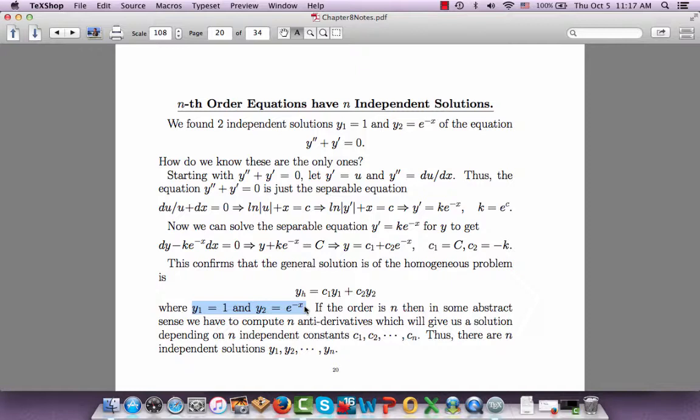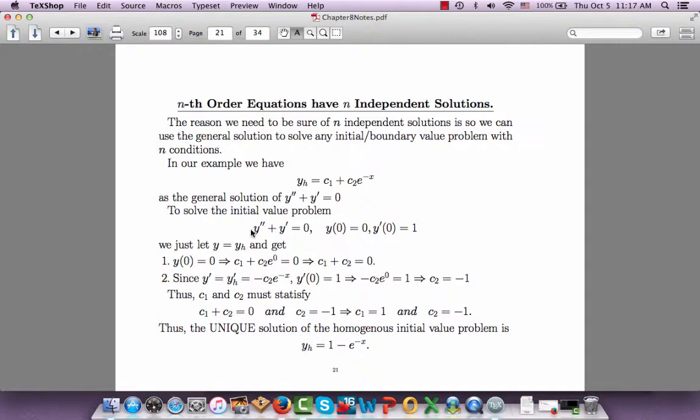However many derivatives we have, we in some sense have to antidifferentiate that many times. And every time we antidifferentiate, we have to pick up a new arbitrary constant. So that's why an nth order equation will have n independent solutions, so that your general solution will actually have n arbitrary constants in the formula. And then we can use the initial conditions or boundary conditions to determine the exact values of those. So let's go ahead and do that next.